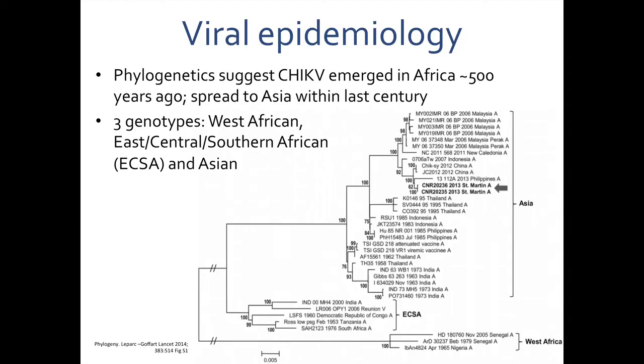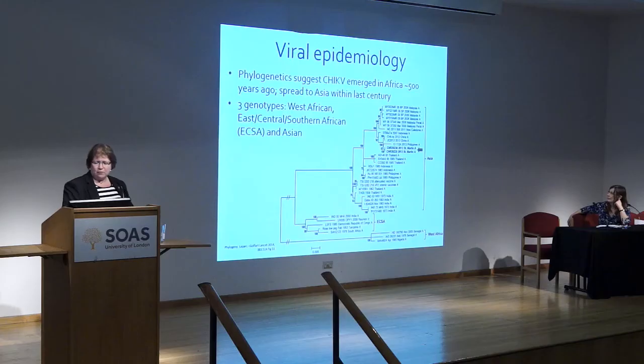What next-generation sequencing has provided, or I think originally more the conventional Sanger sequencing, is that there are three distinct lineages of the virus. There's one that we don't see very often, confined to West Africa down here, the East, Central and Southern African lineage, which I'll talk about shortly, and then the Asian lineage, which is a more recent one. So it looks to be an African virus that spread to Asia probably within the last century.